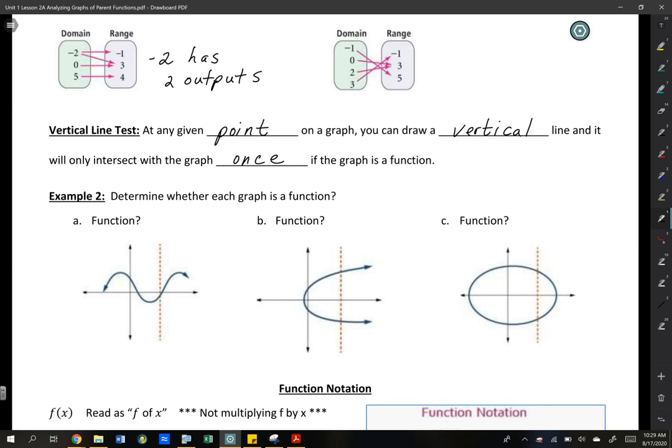So letter A, that line will only hit the function in one place. In letter B, notice that it's hitting in two places. So this one is not a function. And the same with the last one, hitting it in two places, so not a function. It can only hit the function in one place.